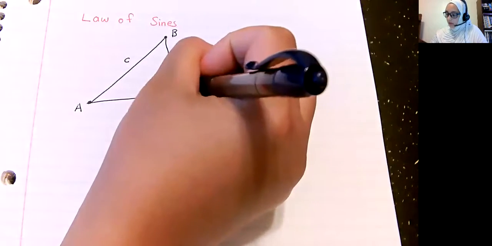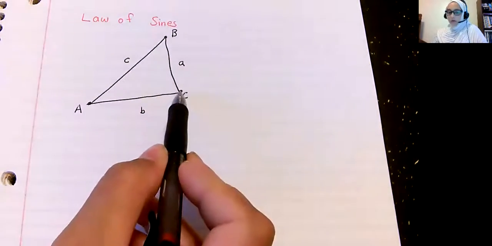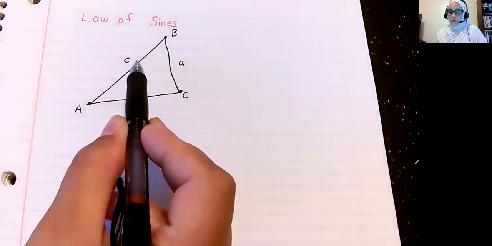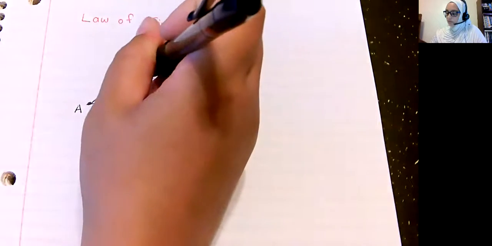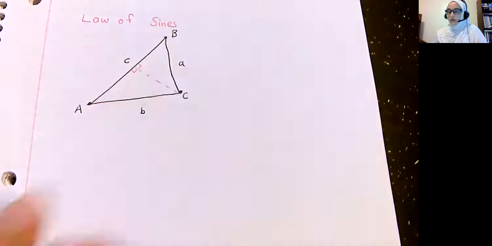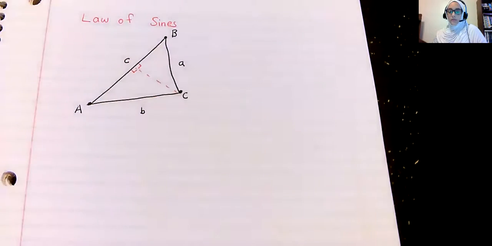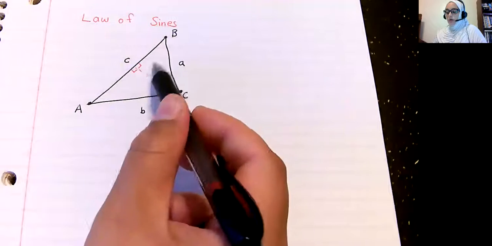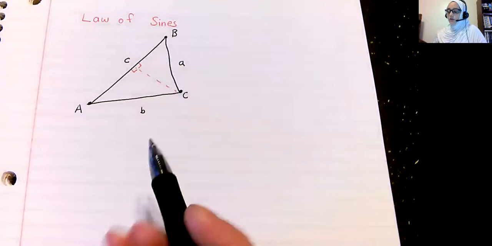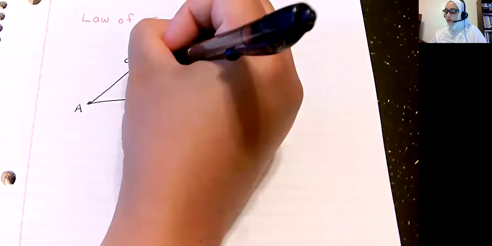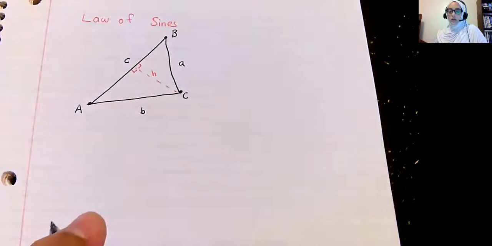So now I'm going to come in and go from my corner across to my side, and I'm going to meet it at a right angle. So now I've created two separate right triangles, and that's really helpful because now I can use my trig functions. I'm going to label this new line that we just created H.